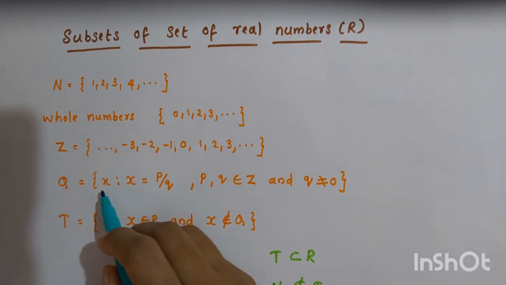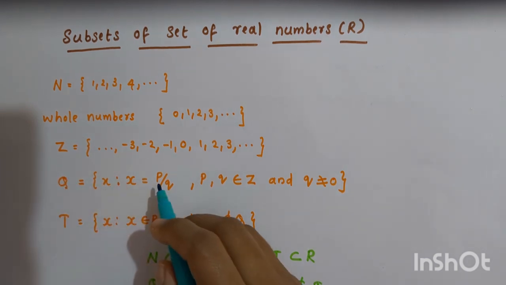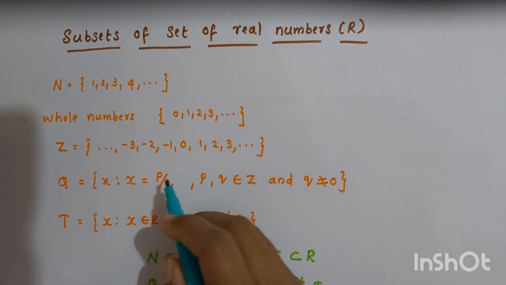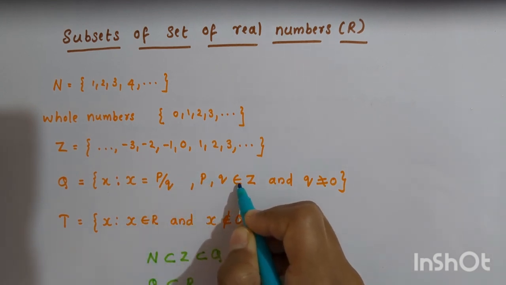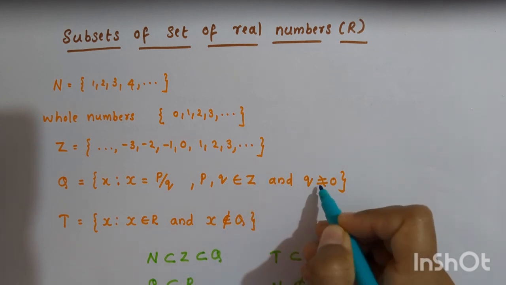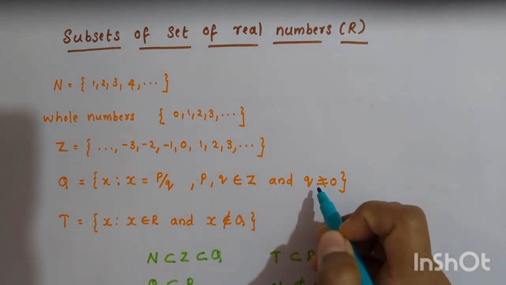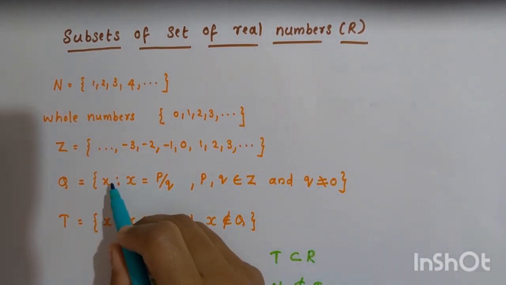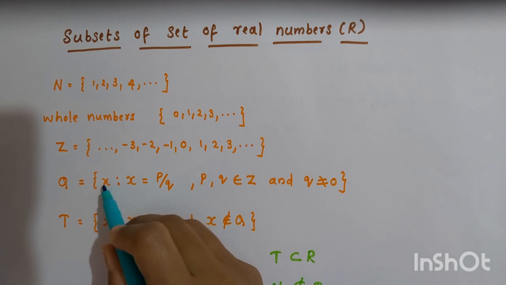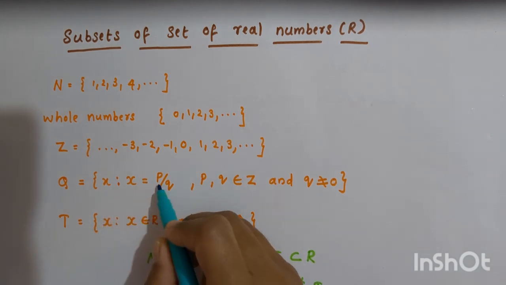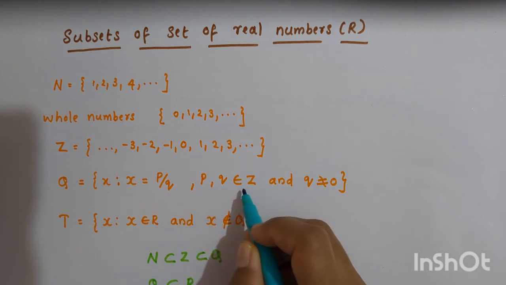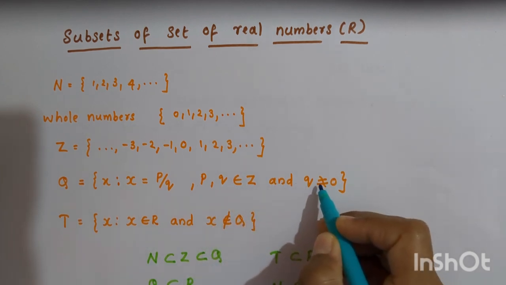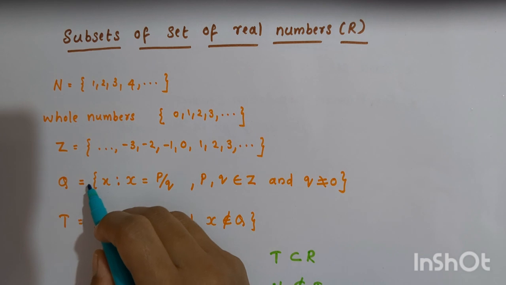Now if you consider a rational number, you can write it in the p by q form, where p and q are integers and q is not equal to 0. That is, Q is the set of all numbers x such that x equals p by q, where p and q are integers and q is not equal to 0. So this is also a subset of the real numbers.